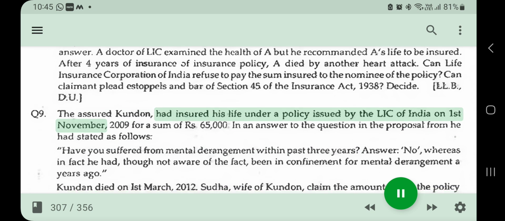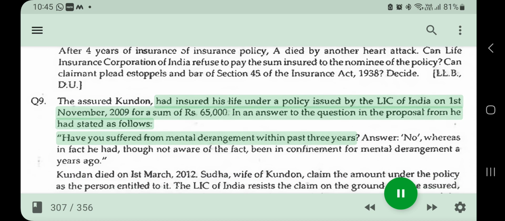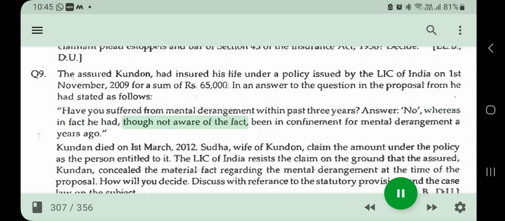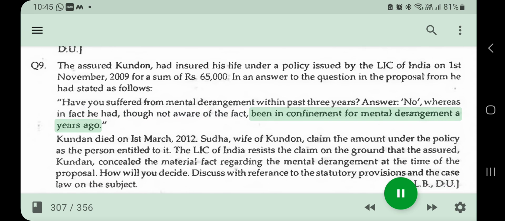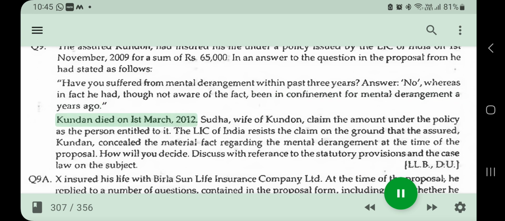Q9. The assured Kundan had insured his life under a policy issued by the LIC of India on the 1st of November 2009 for a sum of 65,000 rupees. In answer to the question in the proposal form, he had stated as follows: "Have you suffered from mental derangement within past 3 years?" Answer: no, whereas in fact he had, though not aware of the fact, been in confinement for mental derangement years ago. Kundan died on the 1st of March 2012.